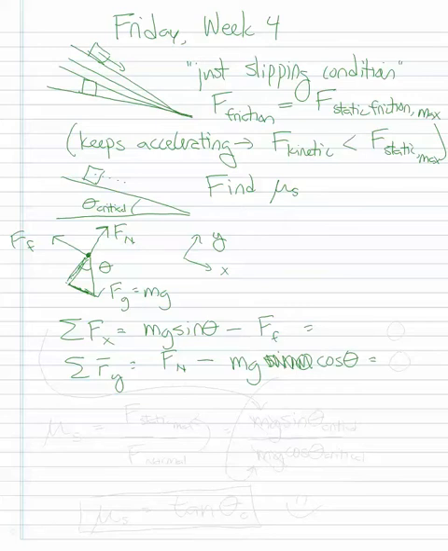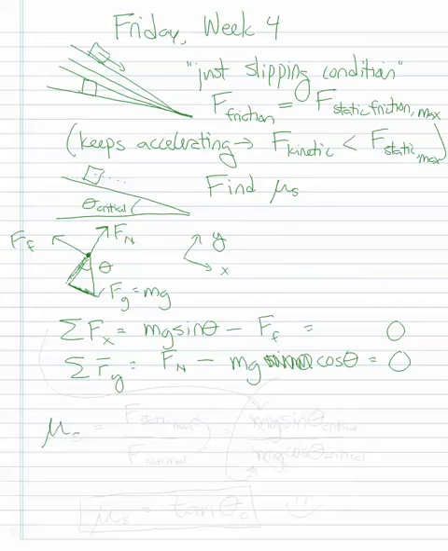Now, Newton said that the sum of the forces in the x direction has to be equal to the mass times the acceleration in the x direction, but it's actually just about to slip. So far, it's not accelerating. Just barely, but it's not accelerating in either the x or the y direction, of course. It doesn't accelerate in the y direction because it doesn't leave the ramp.